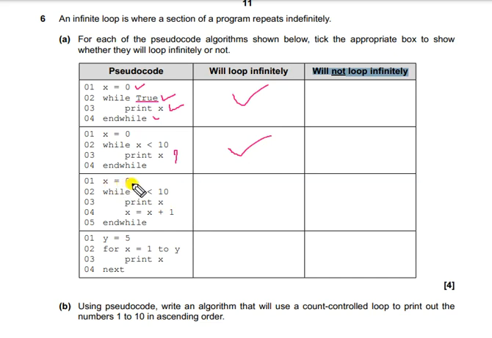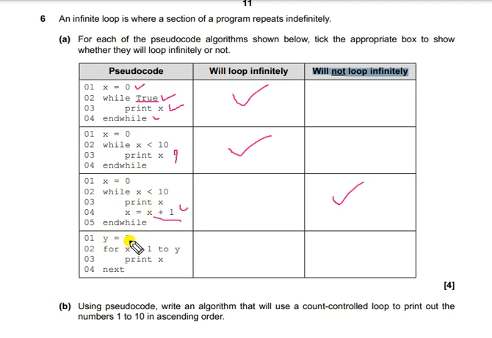Then we have x is equal to 0, while x is less than 10, print x and x equals x plus 1. So this code is not going to loop infinitely. It will stop because x will eventually become 10 and therefore it is no longer less than 10 and the loop is going to stop.